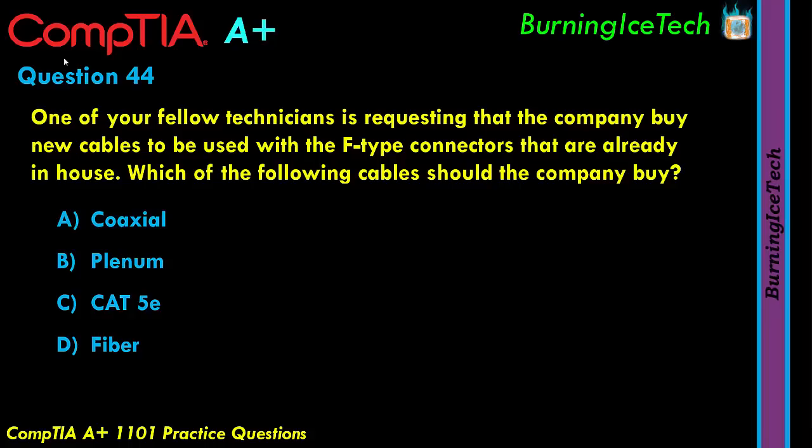Cat5e, well, that can probably apply to a lot of questions. It depends on what the question actually is. But Cat5e uses RJ45 connectors and only RJ45 connectors. Plenum, for the most part, is also RJ45. Fiber, yeah, fiber's got a lot of connectors, but F-type is not one of them. Coming at fiber from an A plus perspective, they're only going to be asking you about SC, ST, and LC connectors in the exam. But like I said earlier in this video, you do actually get quite a few other connectors.